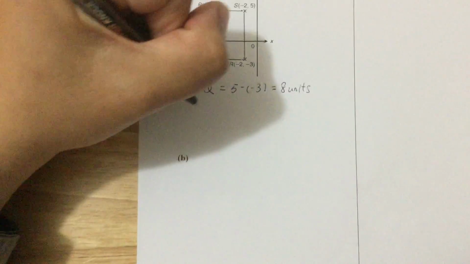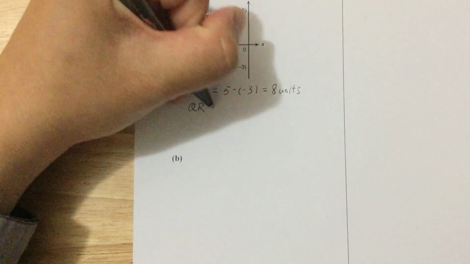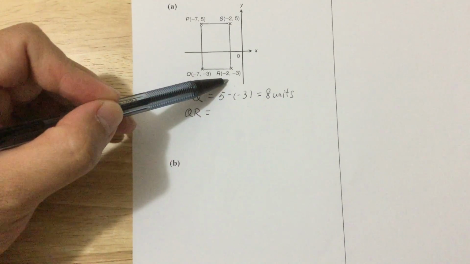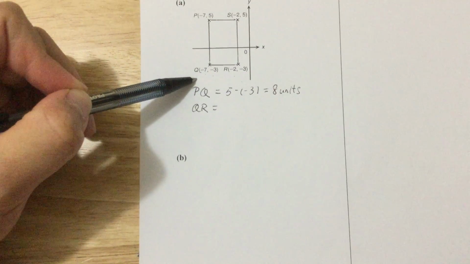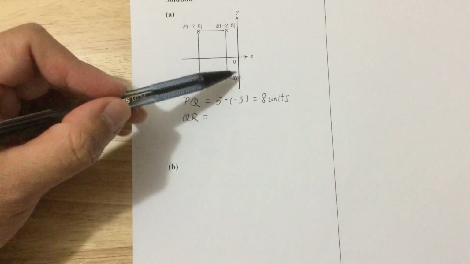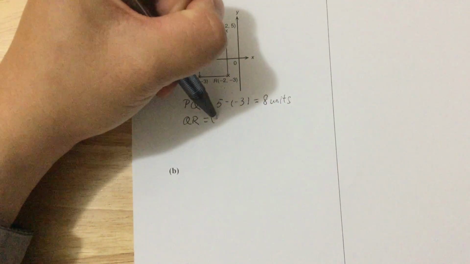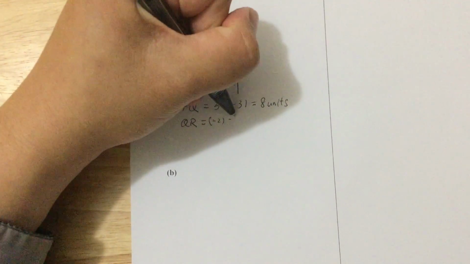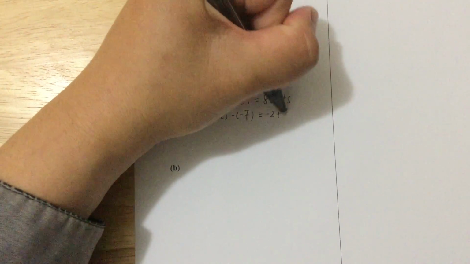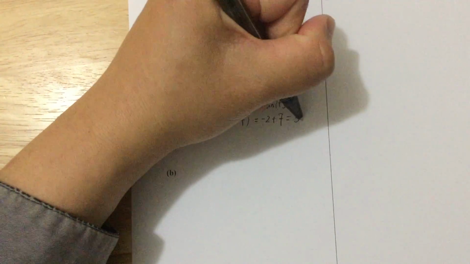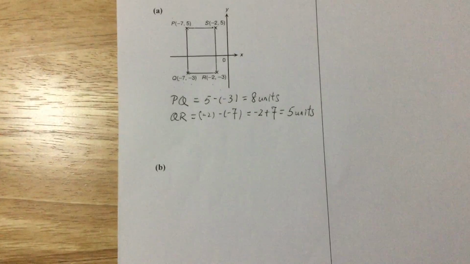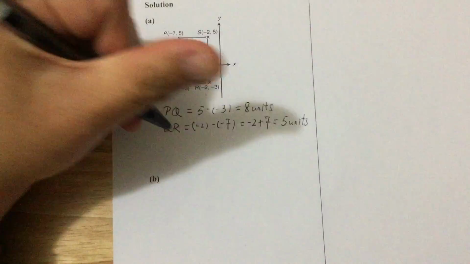Okay, for QR. Once again, -3 are the same. So you have -7 and -2. Which one is bigger? Obviously, once again, the number smaller on the negative side will be the bigger one. So this one is -2 minus -7. So you get -2 plus 7. You have 5 units for QR.